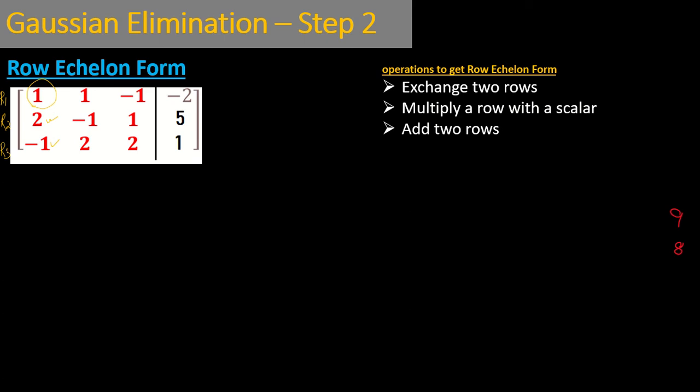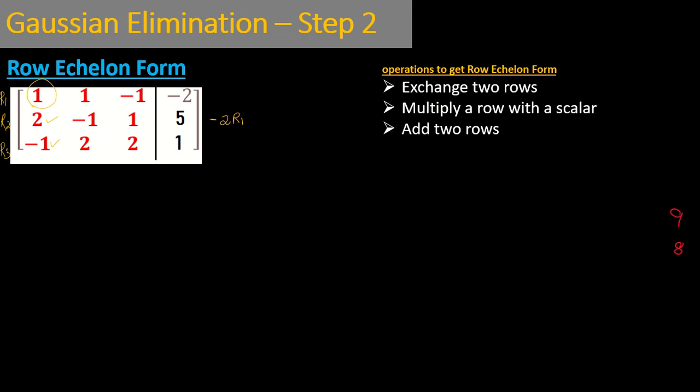Okay. Then how can I make it into 0? I can multiply this first row with 2 and subtract it from R2. So I can write it like this, R2 minus 2R1. That means this row 2 has to be subtracted with 2R1. Okay.